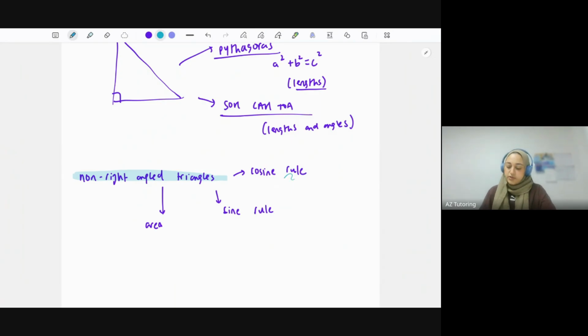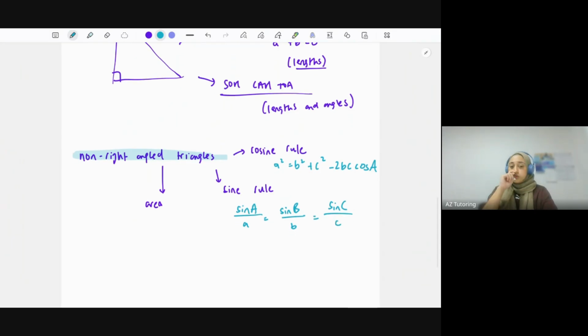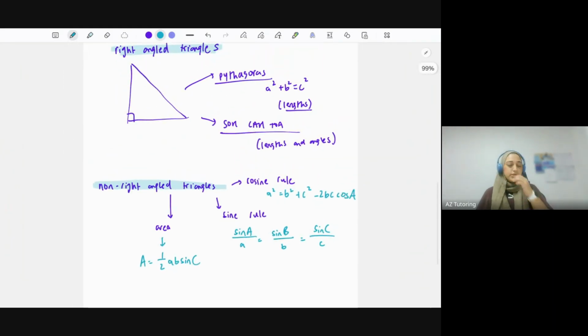So the formulas for each of these: for cosine rule, it's a squared equals b squared plus c squared minus 2bc cos A. Sine rule, there's a few different versions of it, but I'll just write it like this. I'm going to do exam questions on these as well to figure them out. And area equals half ab sine C. So yeah, there's three completely different things with non-right angle triangles.